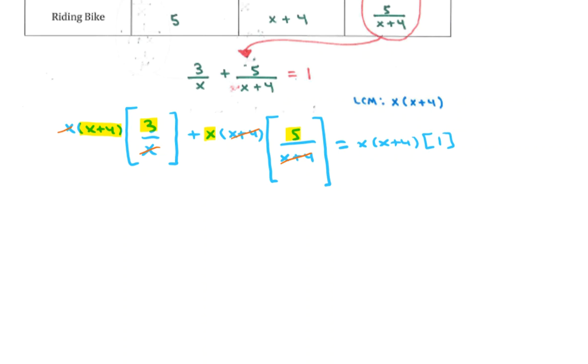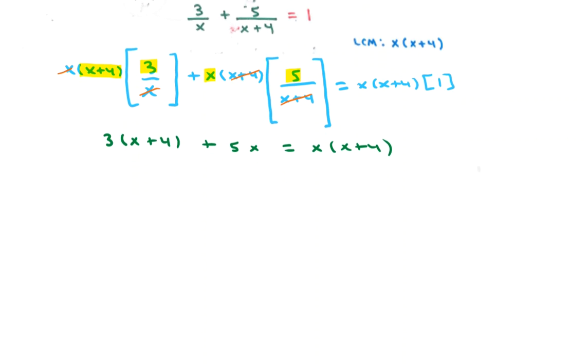On the right hand side, nothing cancels out. There's no denominator underneath 1. So we'll just have to work with that as it is. Now, to clean things up on the left, let's write the first fraction simplification as 3 quantity x plus 4. Second fraction simplification will give us 5x. On the right hand side, let's write that as x quantity x plus 4.